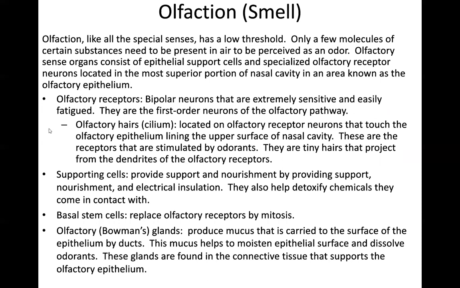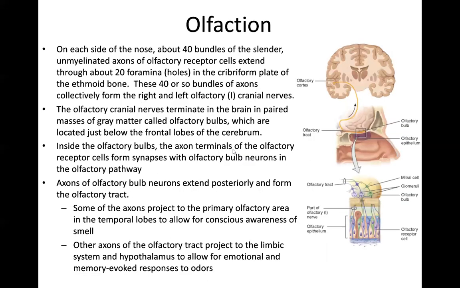Now, on the dendrites of these cells are structures called olfactory hairs. That's cilia. They touch the olfactory epithelium that lines the upper surface of the nasal cavity. And these are the actual receptors that are stimulated by odorants, odorants just being the things that we smell. Like I said, they're basically tiny little extensions coming off of the receptors.